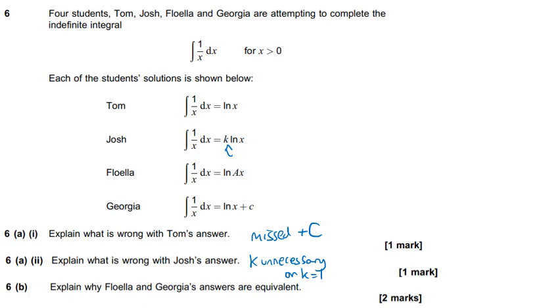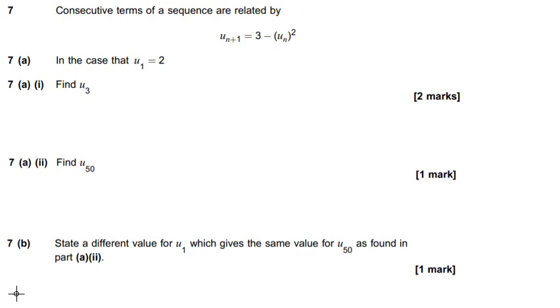Well, if they were equivalent, then let's have a look. So Floella has written ln of a times x, and we know from rules of logarithms that we can write that as log x plus log a. And Georgia has written that her answer is log x plus c. So they are equivalent if c is equal to log a. Okay, so that's the answer there. Done. And on to the next one.